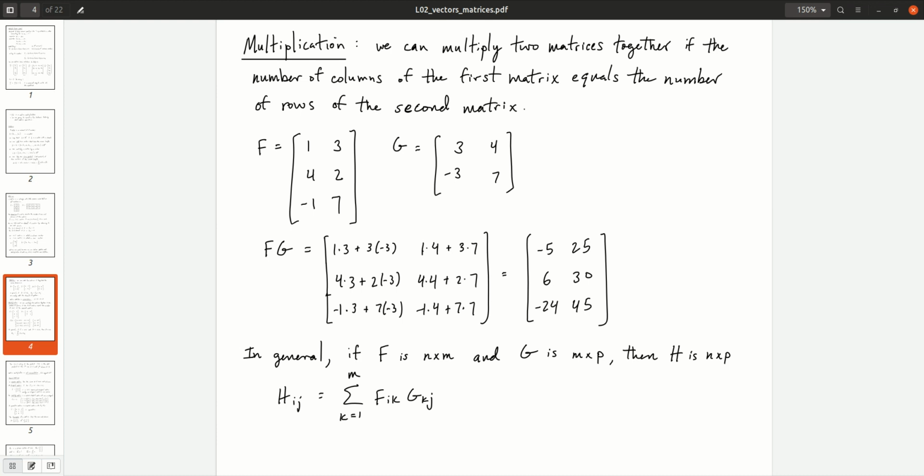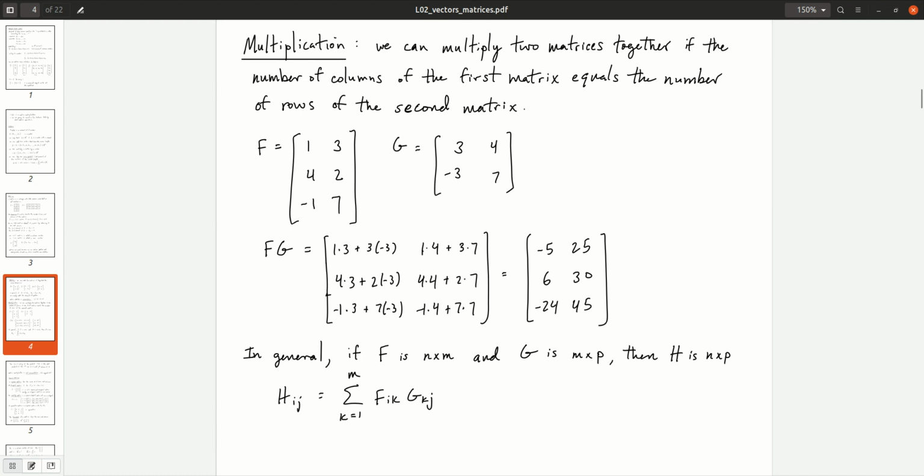And here are the rules for calculating the matrix product. So to get the 1, 1 entry, we take the first row of F and do the dot product with the first column of G. So we do 1 times 3 plus 3 times minus 3. And that's minus 6.